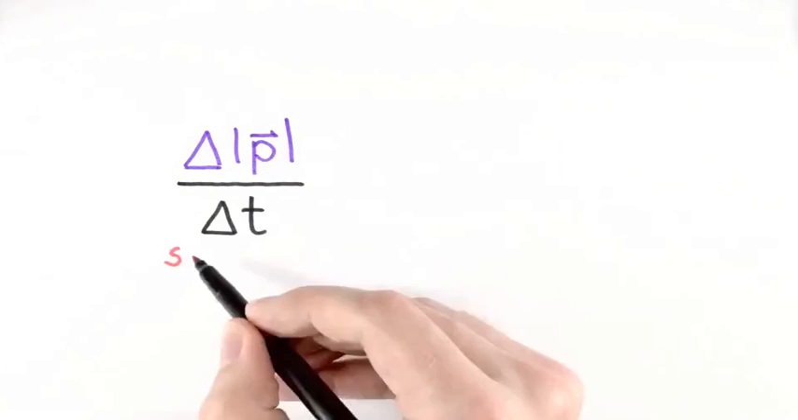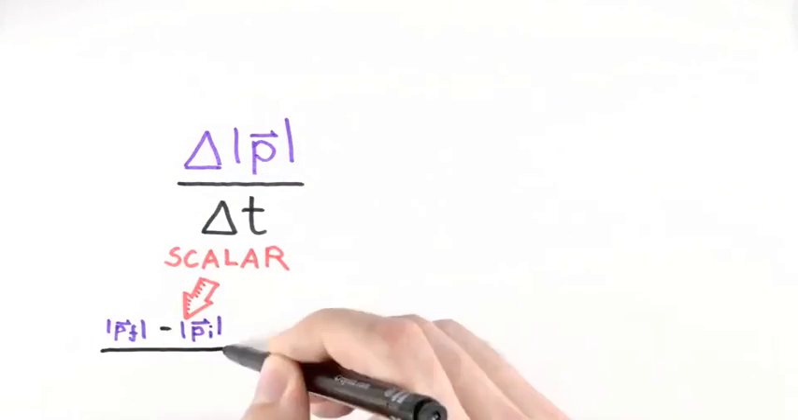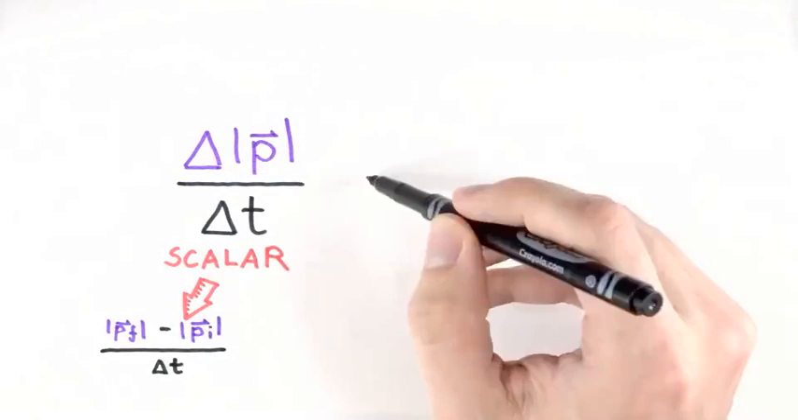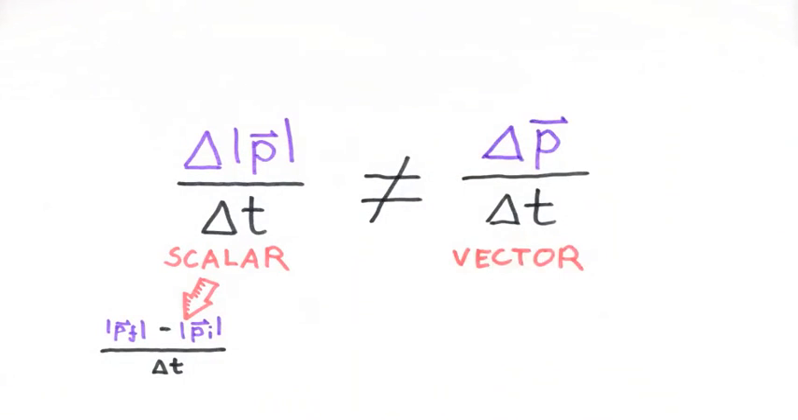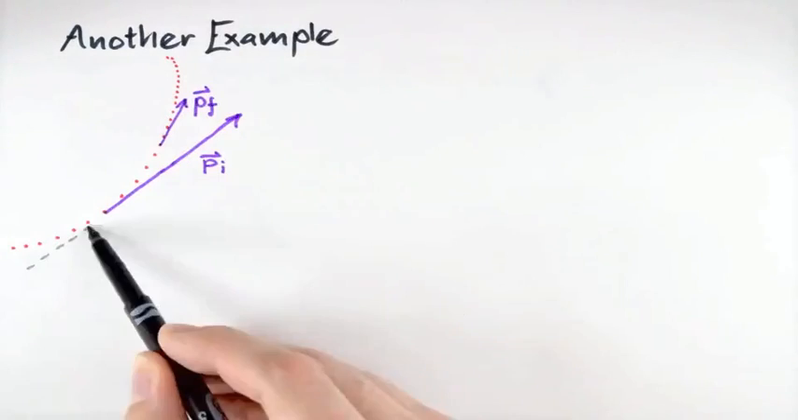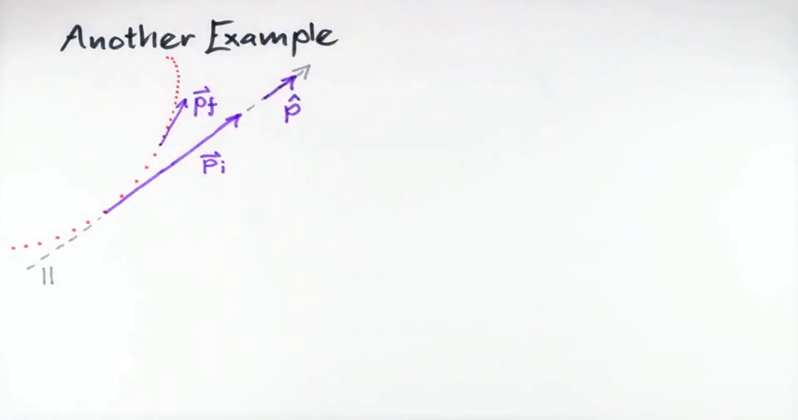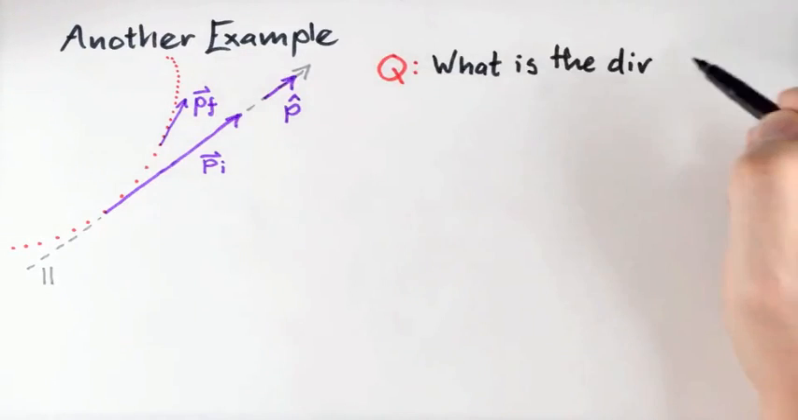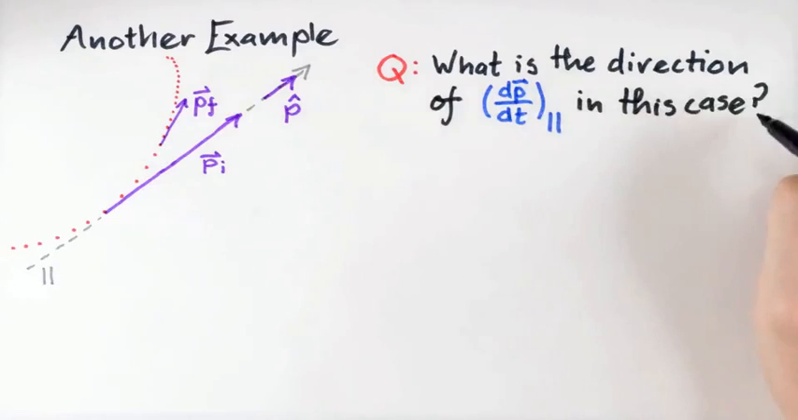Let's be careful to notice that delta magnitude of p over delta t is the scalar change in the momentum vector's magnitude, and so is not the same as the vector delta p over delta t. Let's consider another example here, where once again delta t is small between p final and p initial. However, we see here that p final has a smaller magnitude than p initial. What would be the direction of dp dt parallel?